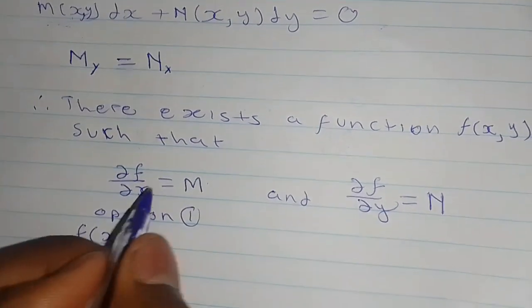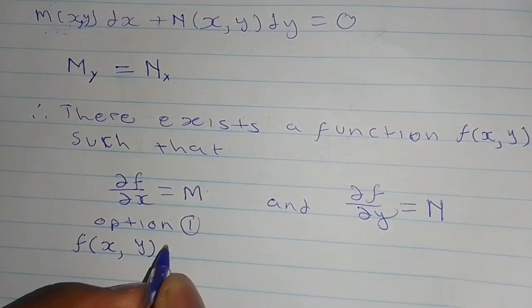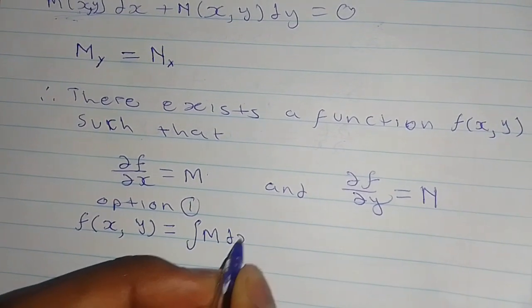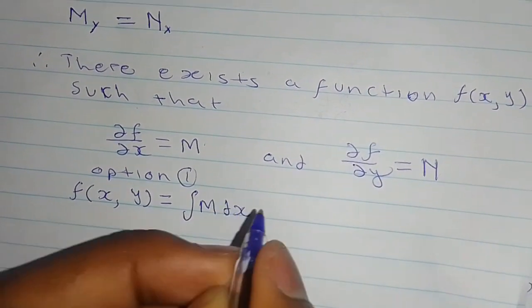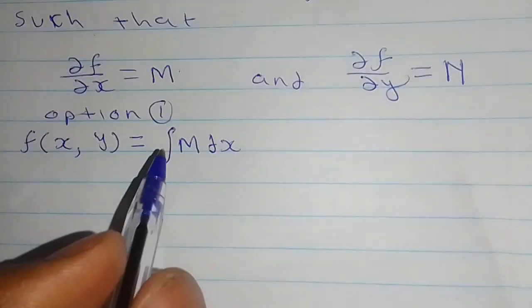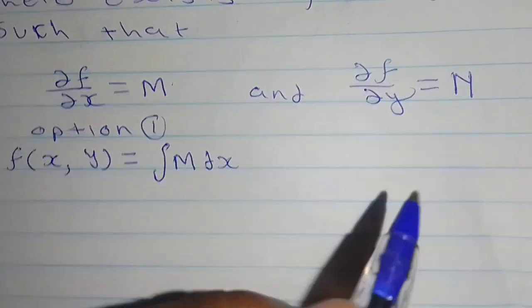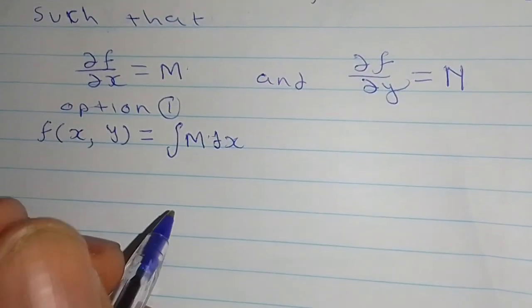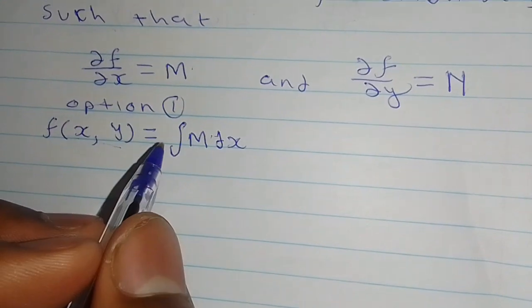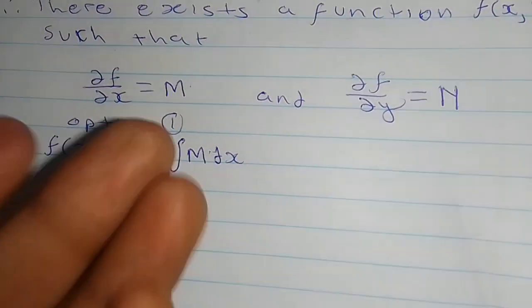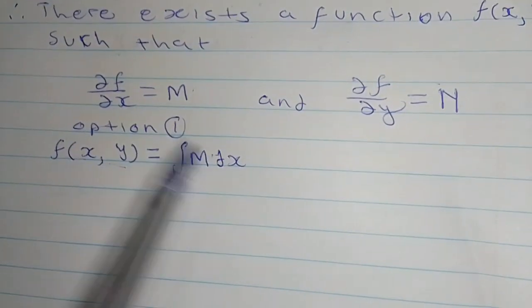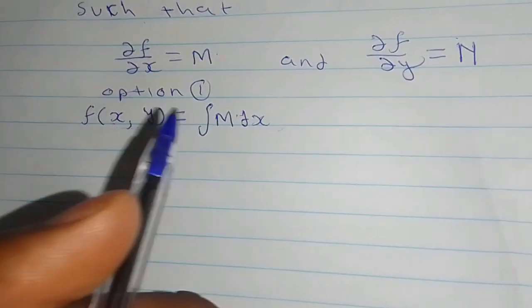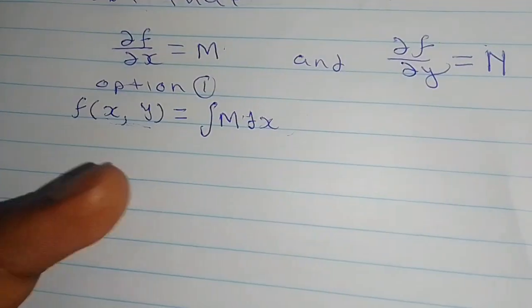If this equation is easier to integrate, then you'll have f of x, y equals the integral of m with respect to x, and your constant in that case is just going to be g of y. Then you add g of y, and then you take the derivative of that with respect to y, and then you'll find g prime of y from there.